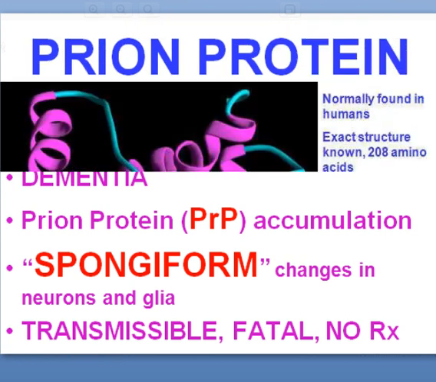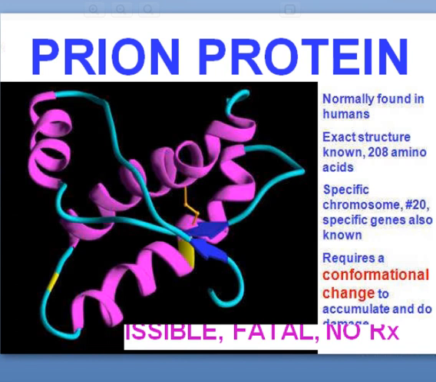Here's what it looks like. If you remember the classical features for coilings and secondary of proteins, we know its exact structure is 208 amino acids. The gene which codes for it is on chromosome 20. And the thing about prions is that even though this looks like a nice little three-dimensional figure, like many proteins and enzymes, it requires a conformational change in its 3D configuration in order to do the damage that it does. And folks, here's the damage.